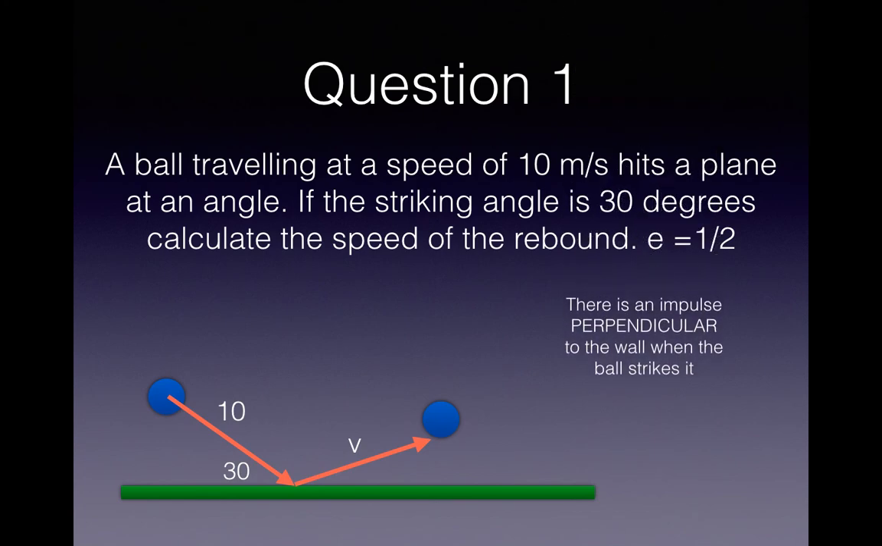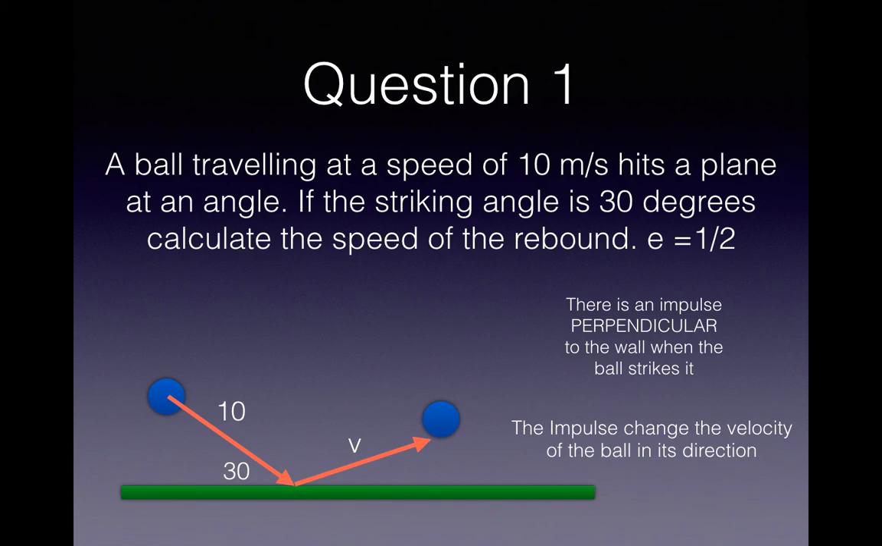So because the ball is hitting a horizontal surface, there'll be an impulse that's vertical. Remember, the impulse is always perpendicular to the wall when the ball strikes it. And the consequence of that is that it changes the velocity of the ball in that direction only. So the ball's velocity vertically here will change. Remember, it's just in the same direction as the impulse. For this question, the impulse will be vertical, so the change in velocity will be vertical as well.